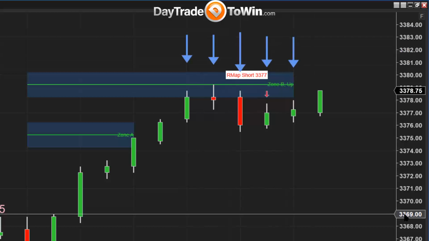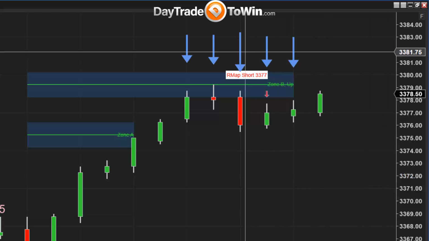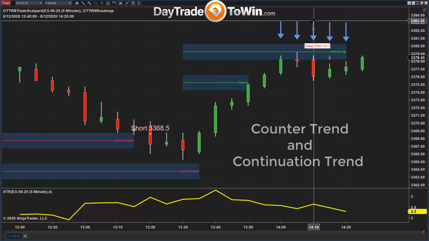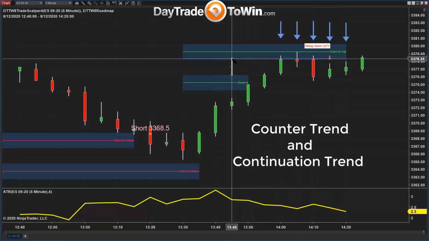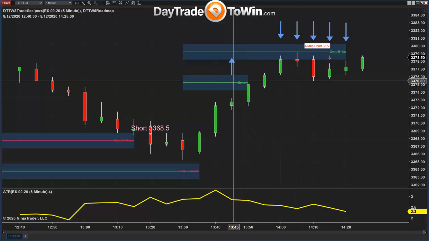Now there's more that goes into this. It's a method, it's a system that allows you to take a counter trend trade, and also if the market trades in between the zones and goes from zone to zone, from here to here as an example, it's the same thing. The market is breaking one zone and going to the next.